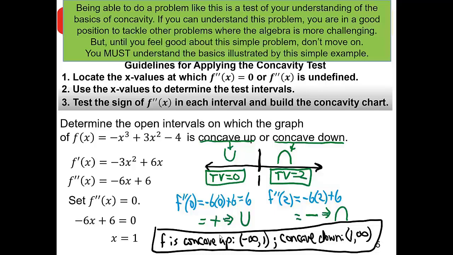But until you feel like you can do this problem in your sleep, there's no sense in moving forward with more difficult problems where the algebra might be more challenging or there might be something else that puts a little twist in it. You have to understand this. So spend a lot of time thinking about this problem and similar problems and make sure you can handle these before you try to tackle the others.